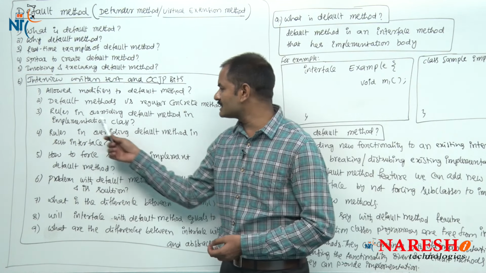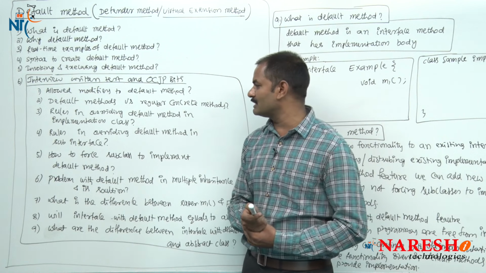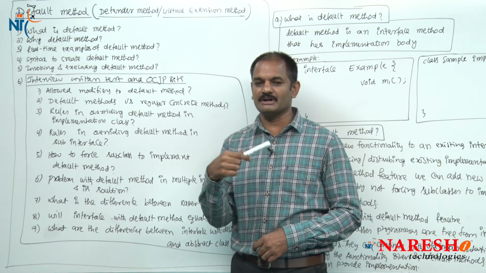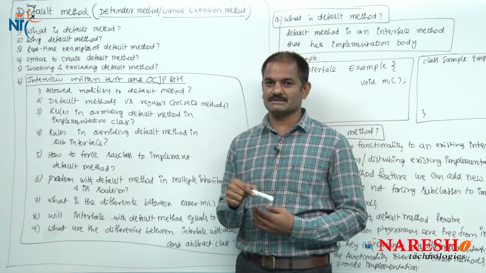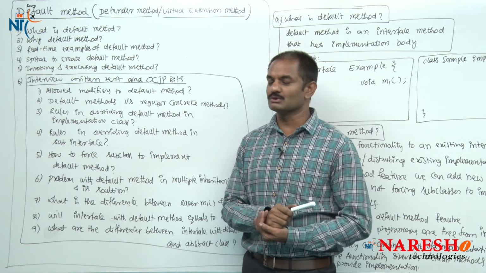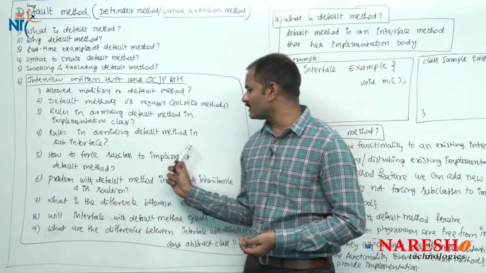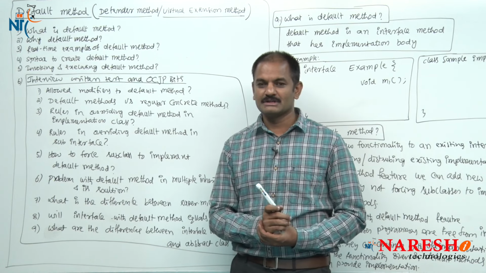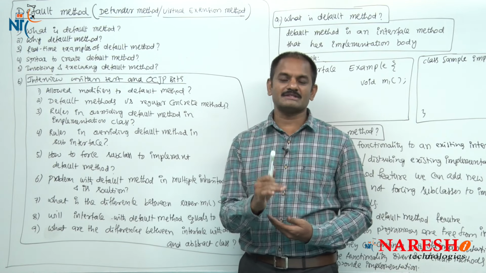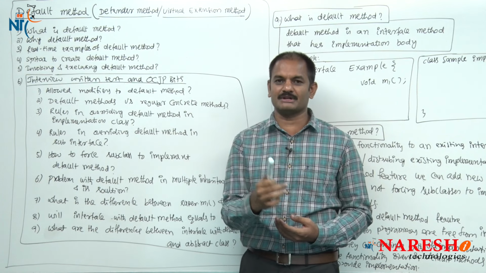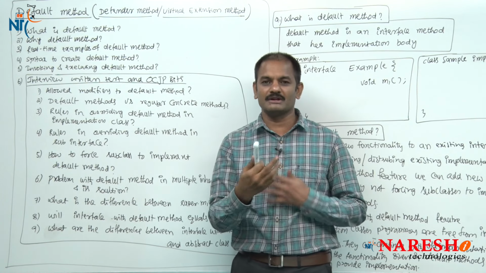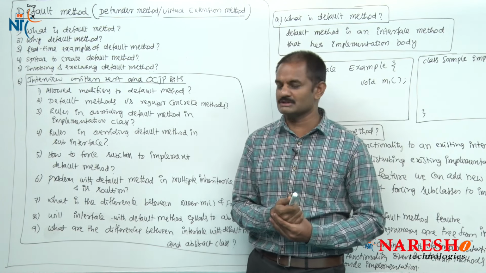Next, rules in overriding a default method in the implementation class. Once you write a default method in an interface, you can override that method in the subclass. While overriding, what rules do you have to follow? Next, rules in overriding a default method in a subinterface. Once you write an interface, we can write a subinterface also. If you want to take the default method into your subinterface and further override it, you must also know the different rules you have to follow.